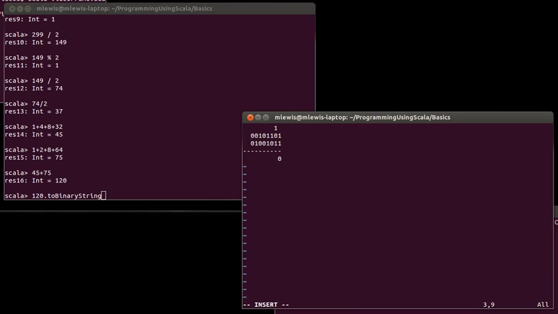1 plus 0 plus 1 is 2. So we get a 0, and we carry a 1. 1 plus 1 plus 0 is a 0, and I carry a 1. 1 plus 1 plus 1, well, that gives us 3. 3 is represented in binary as 1, 1, so a 1 goes there, and a 1 gets carried.